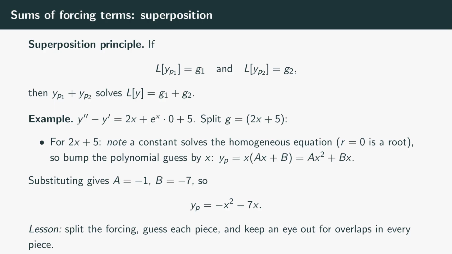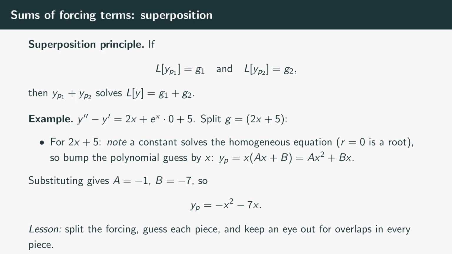One more habit before the trap, handling a forcing term that is a sum of several pieces. The superposition principle says that if yp1 solves the equation with forcing g1 and yp2 solves it with forcing g2, then their sum solves the equation forced by g1 plus g2. So you simply split the forcing, find a particular solution for each piece, and add. Here is a small example that also sneaks in the overlap idea.